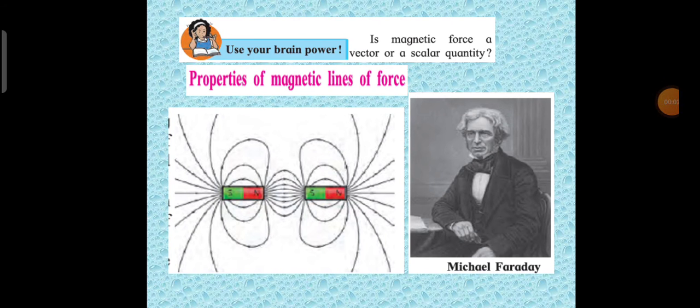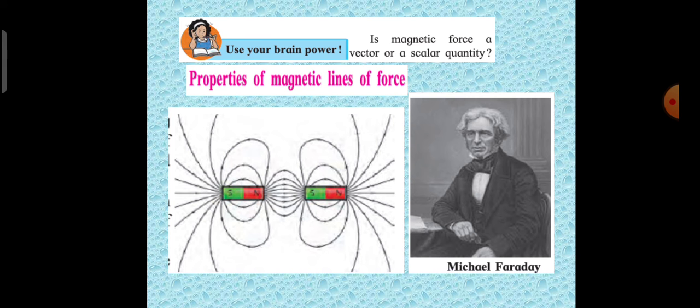Properties of magnetic lines of force. While proposing the concept of lines of force, Michael Faraday argued that if all the observed effects are to be explained satisfactorily, then the lines of force must have certain properties. Now, let us study the properties of magnetic lines of force.